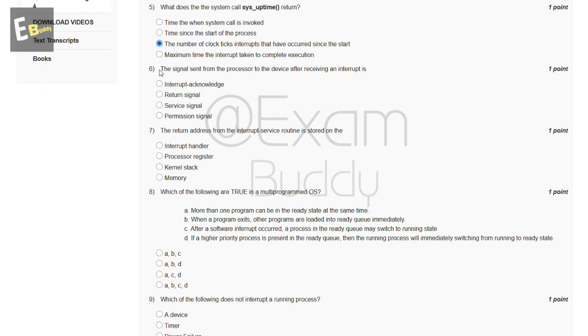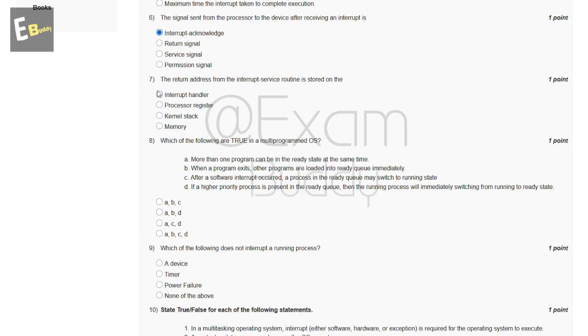Now the sixth question is: the signal sent from the processor to the device after receiving an interrupt is. So these are the options, and the answer of our sixth question is A, interrupt acknowledged. Now the seventh question is: the return address from the interrupt service routine is stored on the. So these are the options: interrupt handler, processor register, kernel stack, memory. So the answer of our seventh question is C, kernel stack.